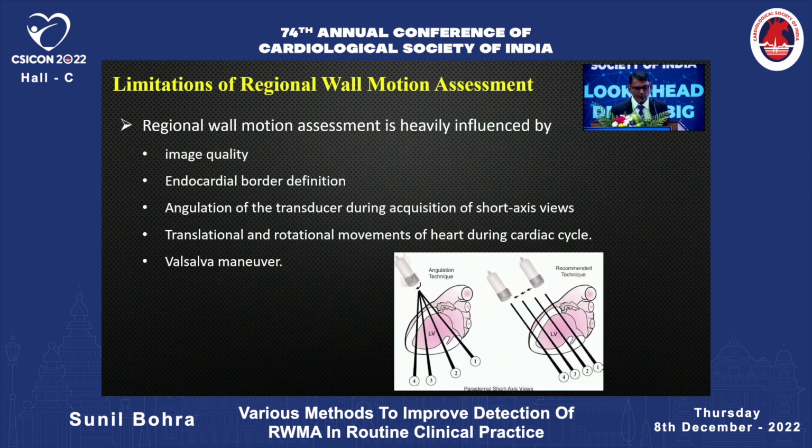So, having said this, there are some limitations to the regional wall motion abnormality assessment because it is image quality dependent. Endocardial border definition has to be good. Angulation of the transducer during acquisition of short axis views is particularly important. Here in the image, you can see that instead of angulation, we need to move the probe a little bit, slide the probe so that we get the proper short axis. And we always need to keep in view the translational and the rotational movements of the heart during the cardiac cycle.